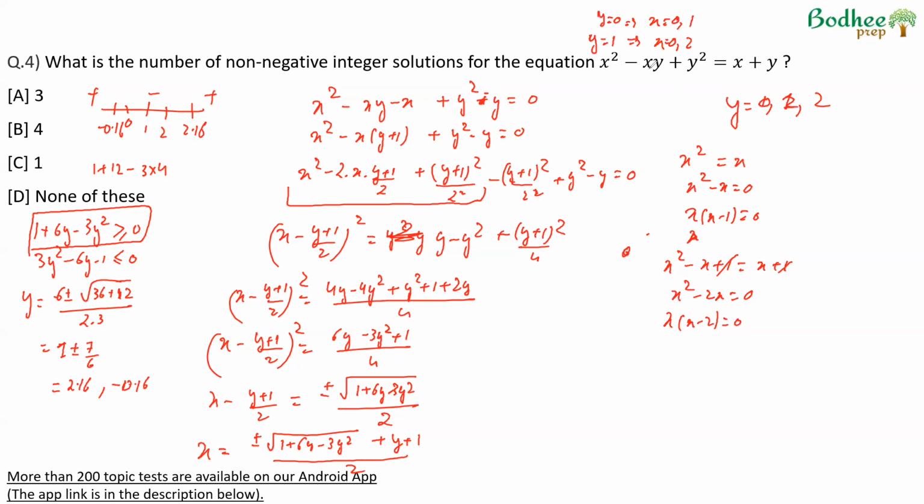Is this correct? x square minus x plus 1 is equal to x plus 1. If we put y is equal to 2, we'll get x square minus 2x plus 4 is equal to x plus 2, which gives us x square minus x plus 2 is equal to 0. b square minus 4ac will be negative, and therefore x will not be real or integral for that matter. b square minus 4ac is 1 minus 8, which is minus 7. And therefore 4 solutions are possible: (0, 0), (1, 0), (0, 1), (2, 1).